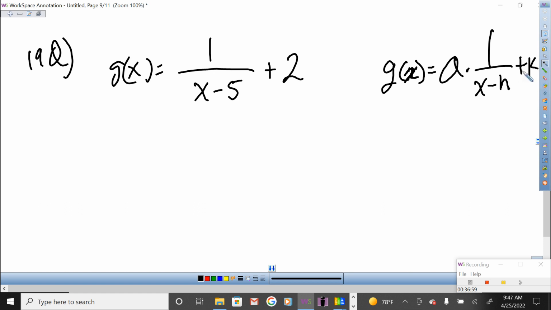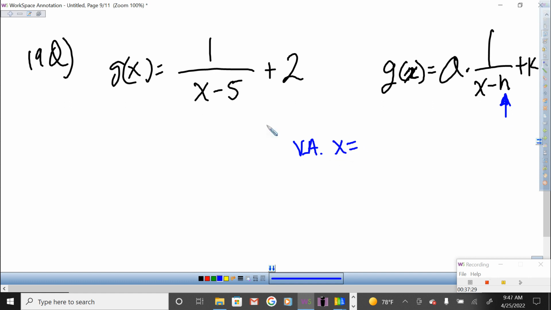You guys remember that? Yes? So, what does h do to the entire function? Moves it to the what? Right or left. Okay. How about k? Up and down. However, this also plays another role. What is this one called aside from moving it left or right? Very good. The VA, vertical asymptote.